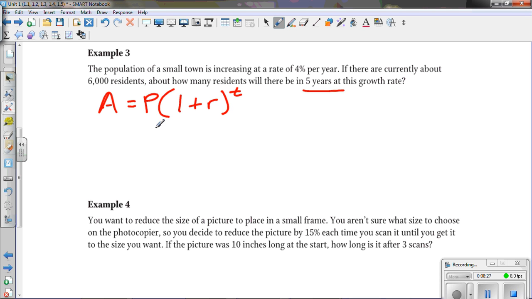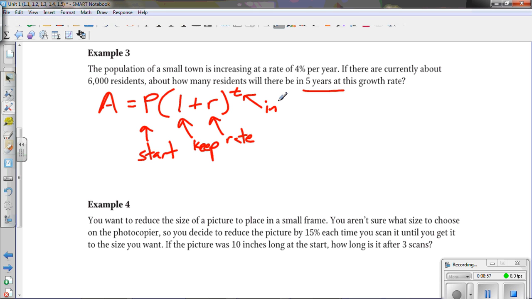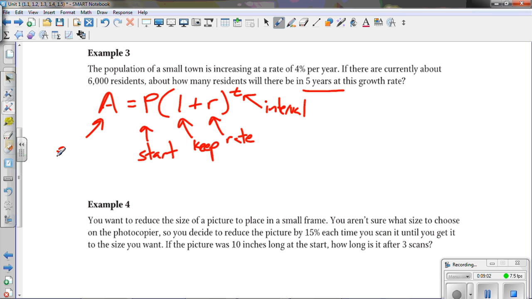Now let's identify the pieces. The P is kind of like the A from the last example. That's what you start with. You always start with something, so you always have a starting value. Now the reason why it's 1 plus r is because the 1 means you keep the original population, and then you add the increase. So you add the rate. If it was declining, this would be a negative. And in t, again, this happens year after year, so that's repeated multiplication. So that's your interval, in this case, time. And A is the population at the end, the outcome.